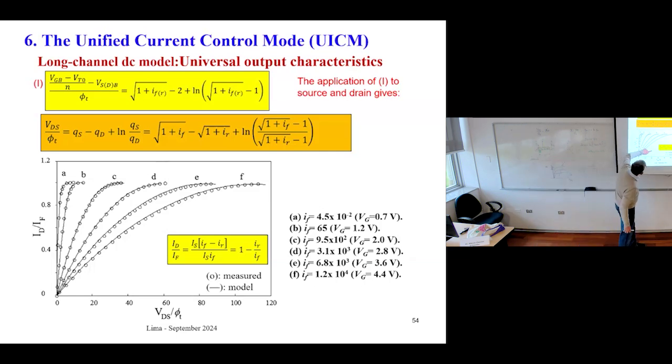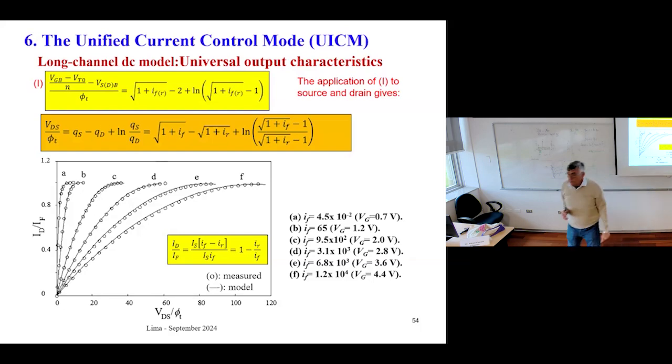You see that this transistor saturates for VDS over phi t of about 40. This means that VDS is approximately 40 times 25 millivolts, which gives you 1 volt. I'm talking about this value of VDS over phi t. So this transistor here saturates for 40 phi t, but this one here for around 60 phi t, and the other one for 80, 90 phi t.